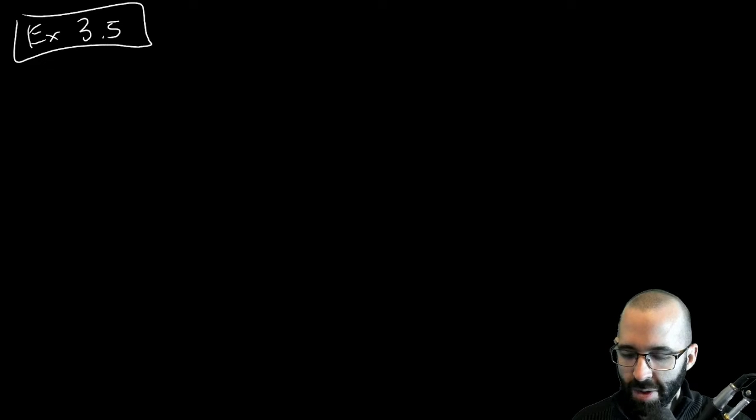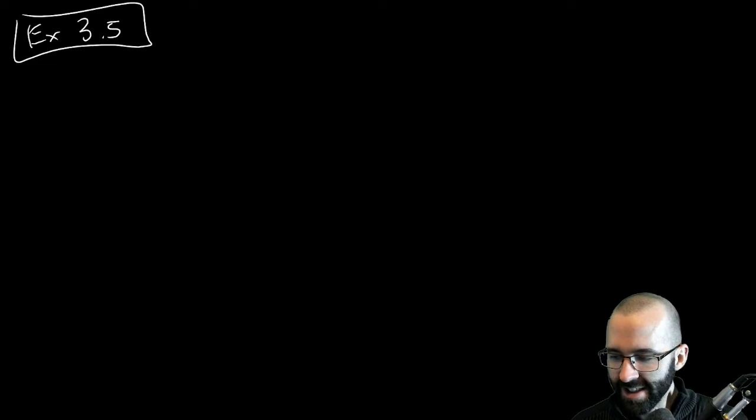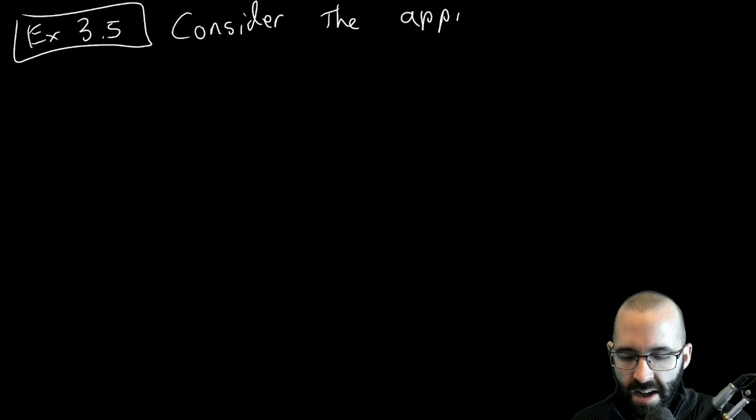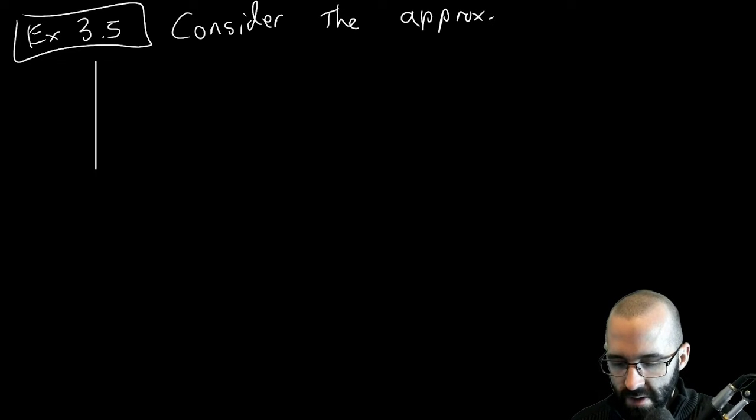All right, so let's do a problem. Oh, I didn't give it a number. Let's call it example 3.5 because it's between example 3 and 4. Okay, so let's see. Consider the approximation. We're approximating the area under the curve here. And I'm just going to draw a little picture.